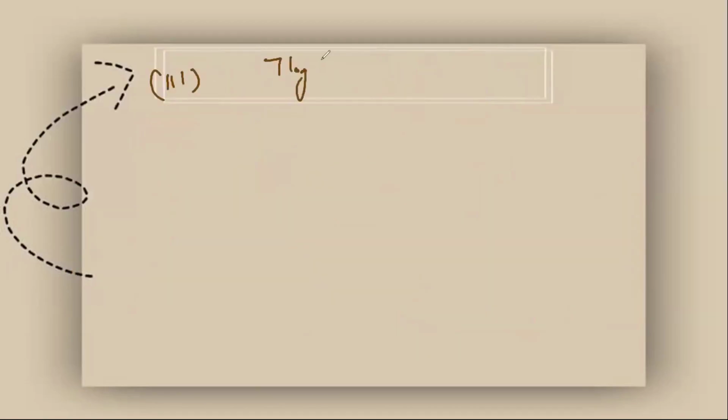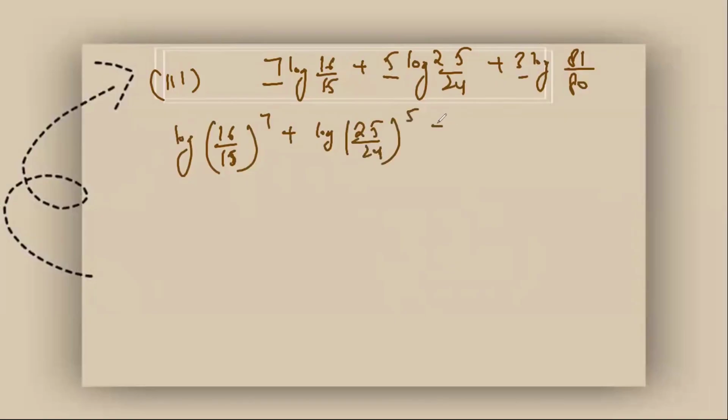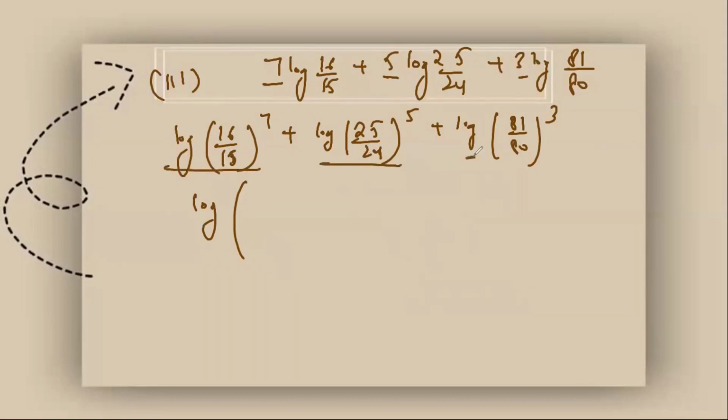Third part is 7 log 16 by 15 plus 5 log 25 by 24 plus 3 log 81 by 80. We know that the numbers are not same. So what we will do, we'll take it as a power. So it becomes log 16 by 15 raised to the power 7 plus log 25 by 24 raised to the power 5 plus log 81 by 80 raised to the power 3. Now, how to sort it? We know that they all are in plus and their coefficients are same. We can apply the law of logarithm. In plus, we just multiply them.